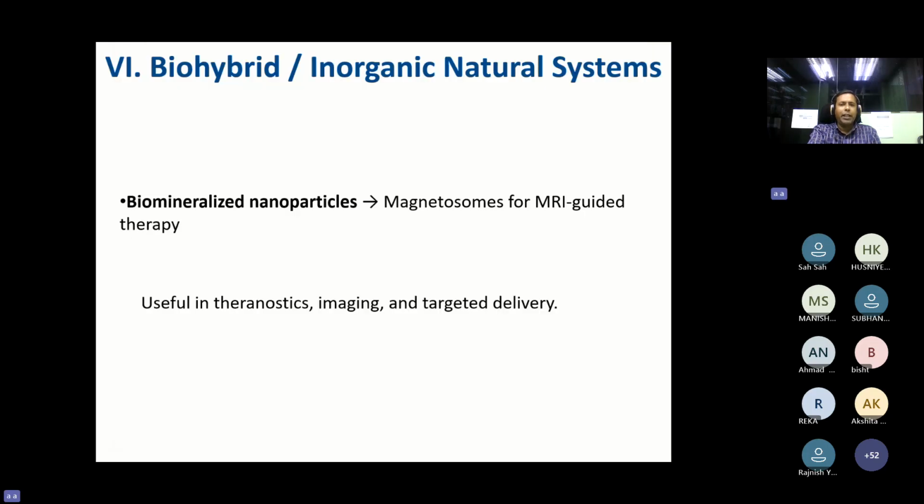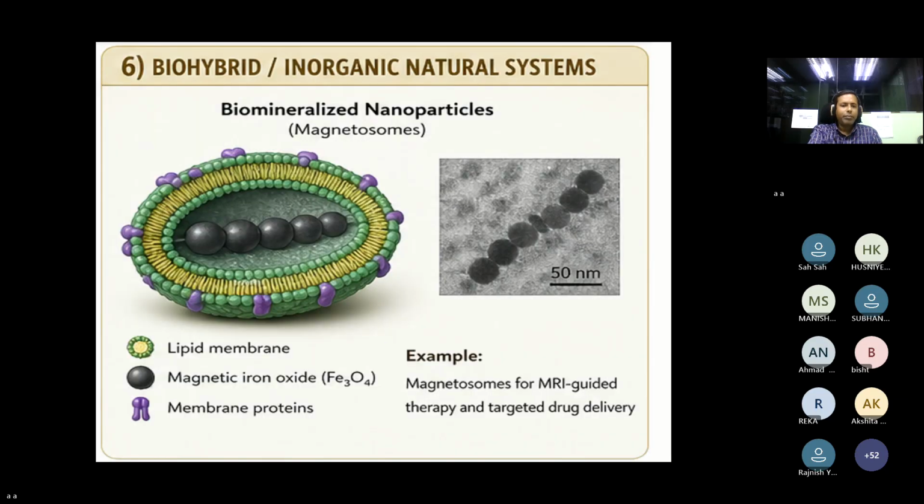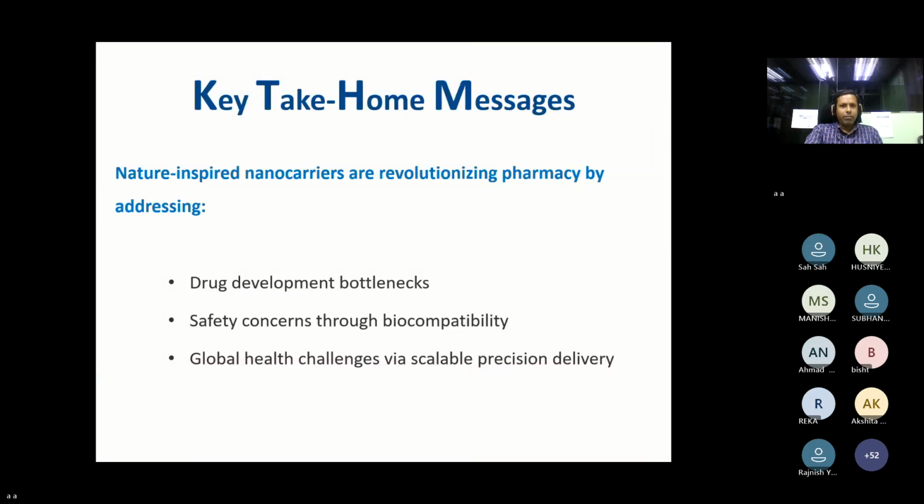Biohybrid and inorganic natural systems, for example, magnetosomes for MRI-guided therapy. We are also using them for MRI-guided therapy for cancer purposes as nanotheranostics for diagnosis and treatment at the same time. In the biohybrid, you can see the lipid membrane, magnetic iron oxide, and membrane proteins, which give the extra advantage to detect the cancer cell and to deliver the anti-cancer drugs.